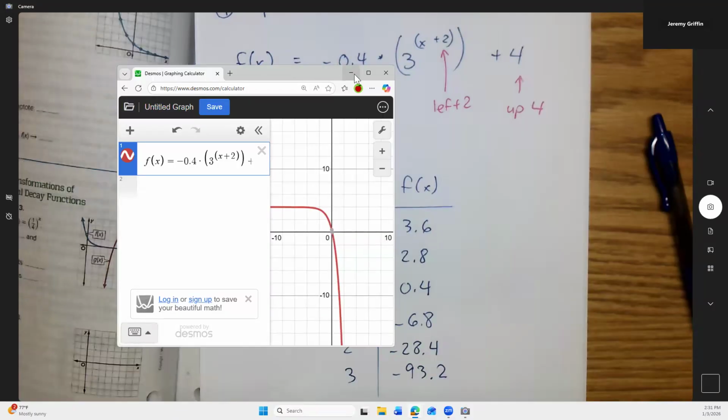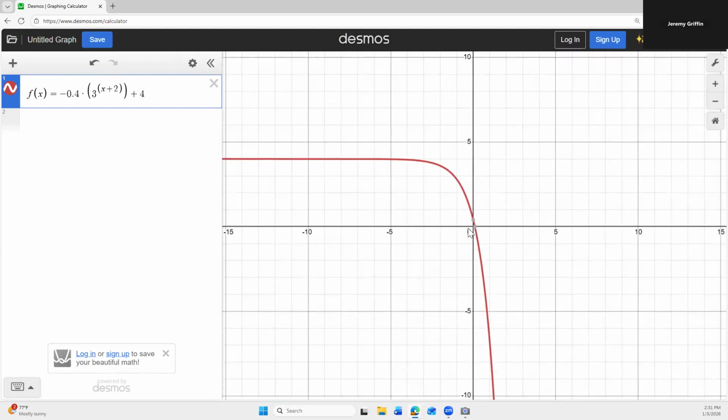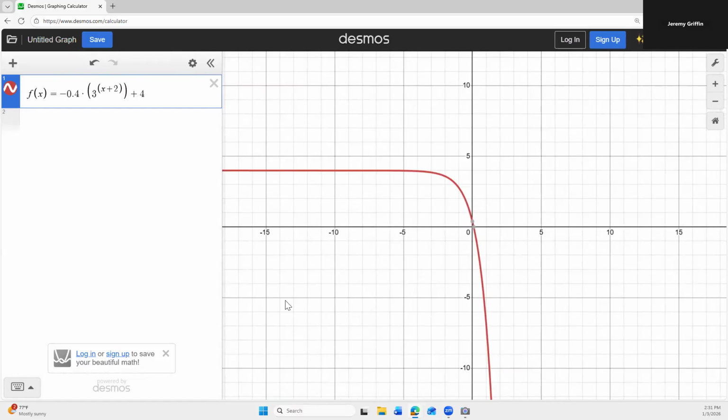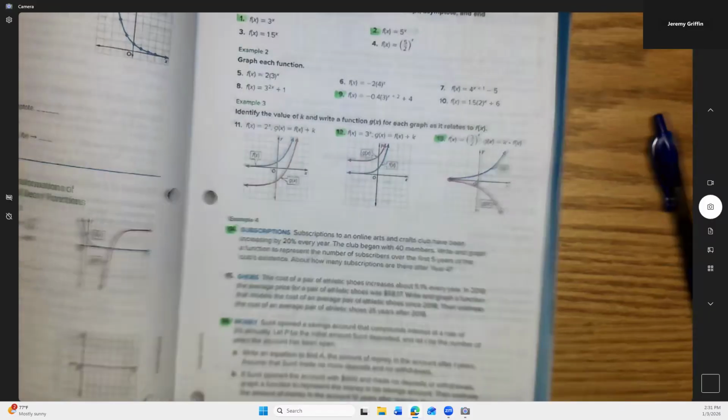Do that right here. And yeah, look at that. Going to the left, it asymptotically approaches y equals 4. We got this y-intercept right here at 0.4, just like I showed you on the table. And now it's exponential growth, but upside down, so it takes off real fast going down to the right. There you go. It's all there. All checks out. All right, we are good.